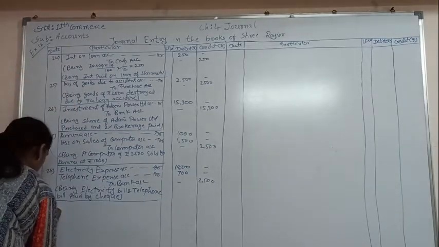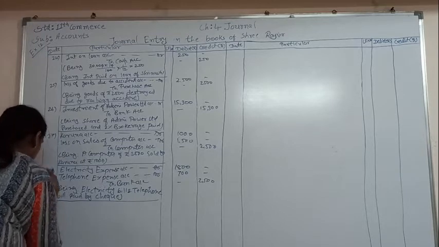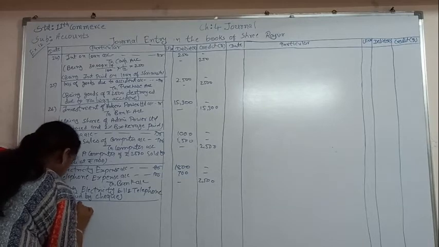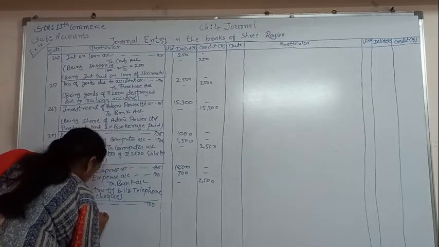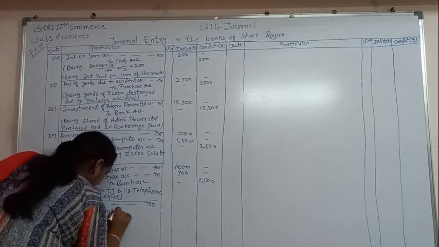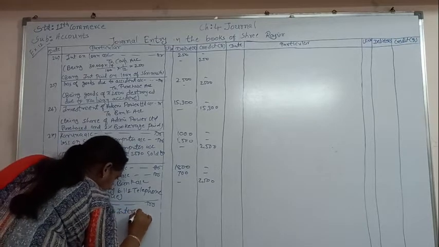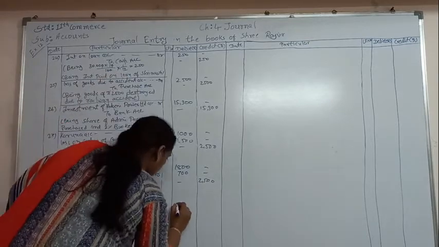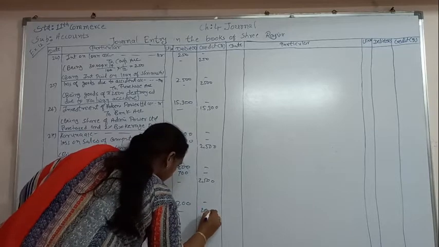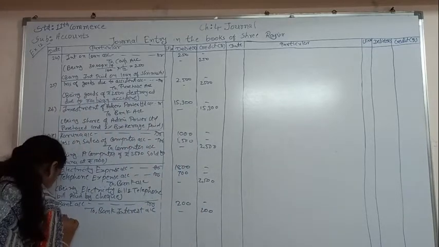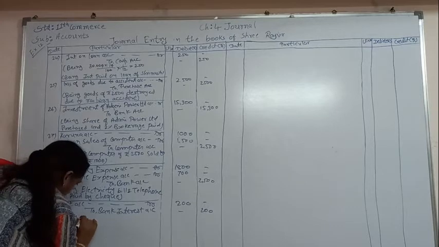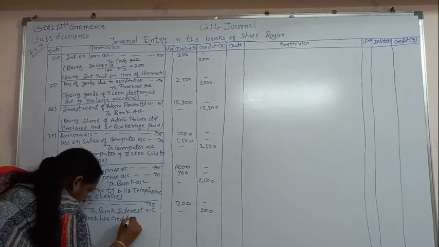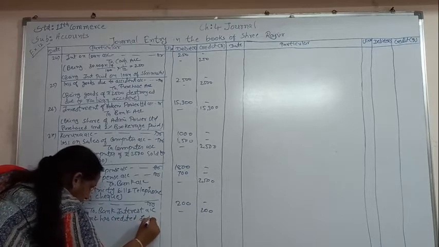So here for 29A, because there are two transactions in that. For the first transaction, bank account debit to bank interest account, and how much? So it is 200. Being bank has credited interest of rupees 200.